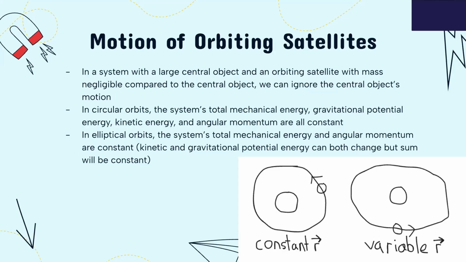But in elliptical orbits, the system's total mechanical energy, the sum of kinetic and potential energy, will still be constant, and the angular momentum will be constant, but the kinetic and gravitational potential energies can both change because the radius is variable. So the gravitational potential energy will change, but the kinetic energy must also change to counteract that. So the sum will still be constant.